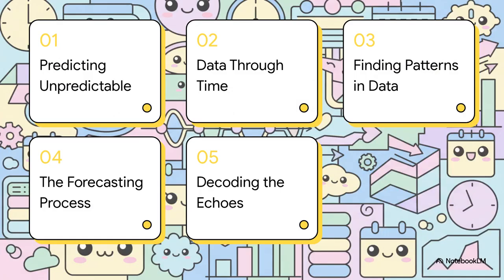So here's our game plan. First, we'll talk about why we even bother trying to predict the unpredictable. Then we'll get into the special kind of data that makes this all possible. We'll look at how to find hidden patterns, walk through the actual step-by-step process forecasters use, and finish up with a really cool technique for, get this, decoding the echoes of the past.